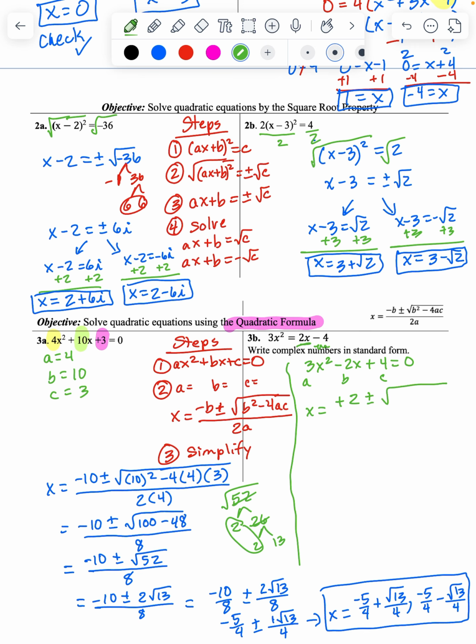2, plus or minus the square root of b squared. Be careful with parentheses there, they are required, because negative times negative is a positive, and that negative needs to be squared as well as the 2, minus 4 times a times c. All of that's underneath the square root, and all of that is over the denominator 2 times a, where a here is 3.